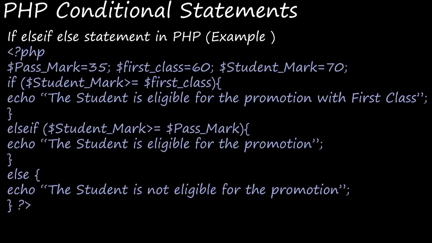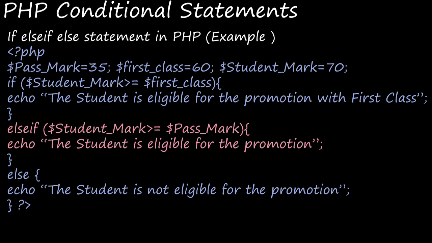First class is 60. Student mark is 70. Okay. First in this if, same like the if else, here they have given: student mark is greater than or equal to first class, the student is eligible for promotion with first class. In this, again they have given else if, and another condition: student mark is greater than or equal to pass mark, the student is eligible for promotion.